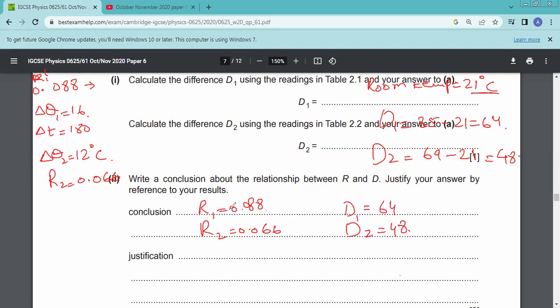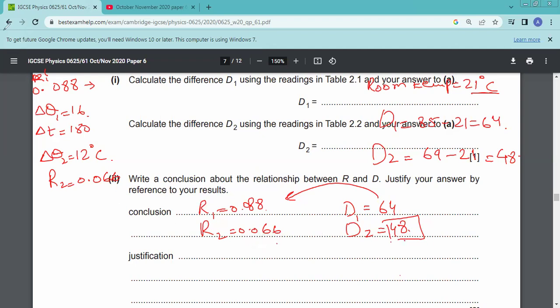Now the conclusion is this one: when there is a major difference between the room temperature and the temperature at t equal to 0, then the rate of cooling also has a bigger value. But if the difference between the temperature at time t equal to 0 and the room temperature is less, then the rate of cooling is also a small one.